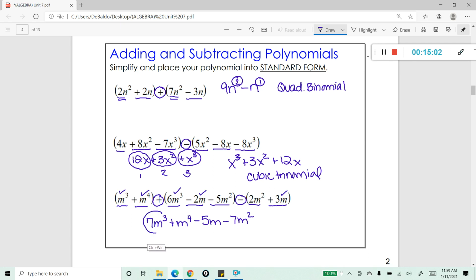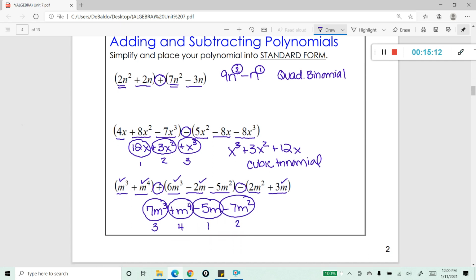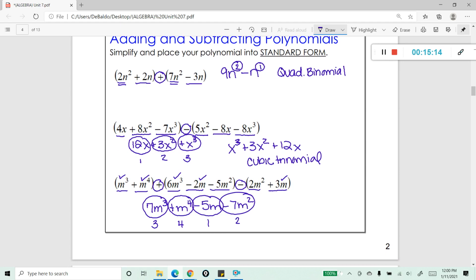Okay, now that everything is all added and subtracted, let's go ahead and put it in standard form. So you can see that the degree of this monomial is 3, this one is 4, this one is 1, and this one is 2. So basically I just need to order those from largest to smallest. So I'm going to rewrite it as m to the 4th plus 7m cubed minus 7m squared minus 5m. And this will be called a fourth degree polynomial.